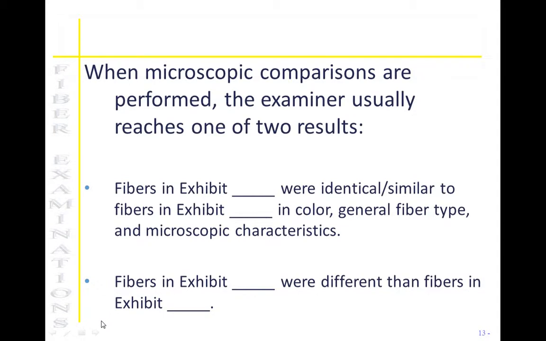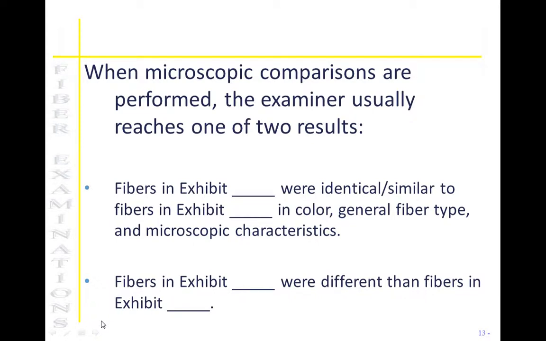And then also, in some instances, the microscopic comparisons may give the examiner the ability to reach one of two results. Either that the fibers were identical or similar to fibers in a known sample in the color, general fiber type, and microscopic characteristics, or that the fibers were different than a known sample.